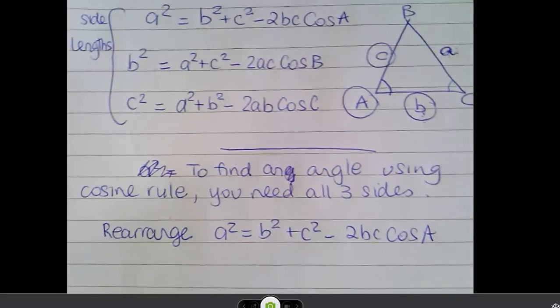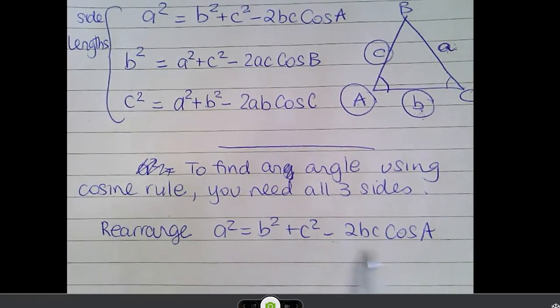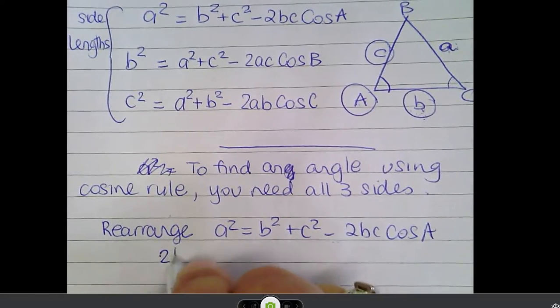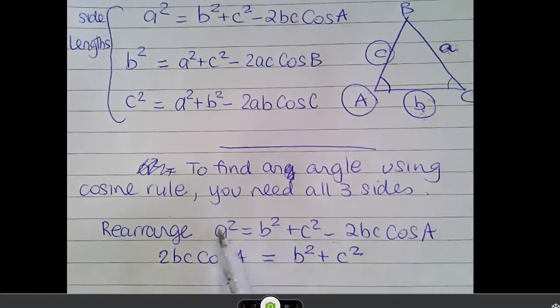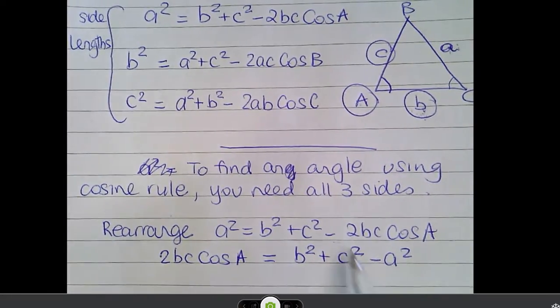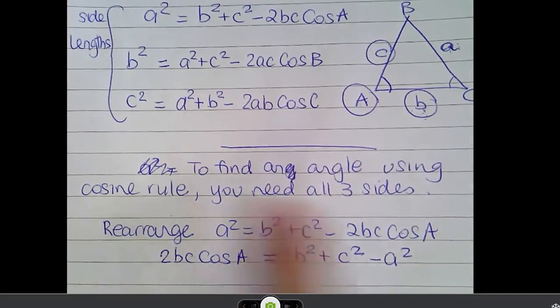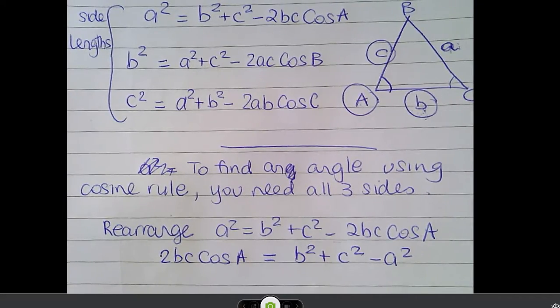Okay? So I'm going to take this and I'm going to make cos A the subject of the formula. All of these terms are separated by plus and minus signs. Let's take the minus 2bc cos A and take it over to the other side. What do you get? Plus 2bc cos A. Let's keep the b squared and the c squared over here, and let's take the a squared over, minus a squared. We're adding and subtracting things from both sides. This is a positive a squared, take it over to the other side, it's a minus a squared.